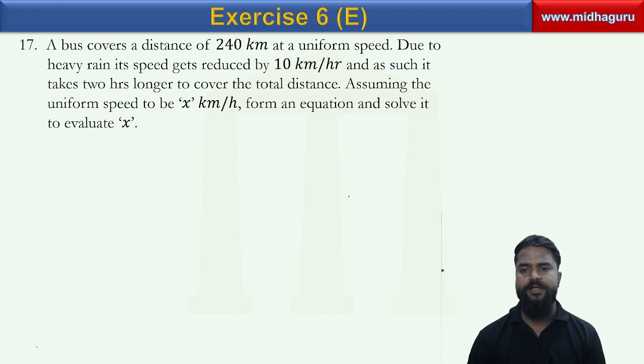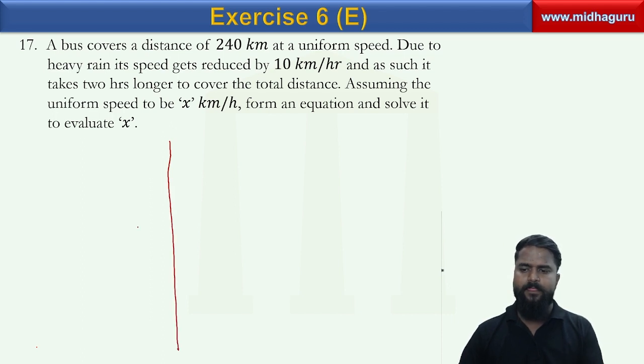The next question says a bus covers a distance of 240 kilometers at a uniform speed. Due to heavy rain, its speed gets reduced by 10 kilometers per hour, and as such, it takes 2 hours longer to cover the total distance. Assuming the uniform speed to be x kilometers per hour, form an equation and solve it to evaluate x. So now we are going to solve this question to find the original speed of the bus.